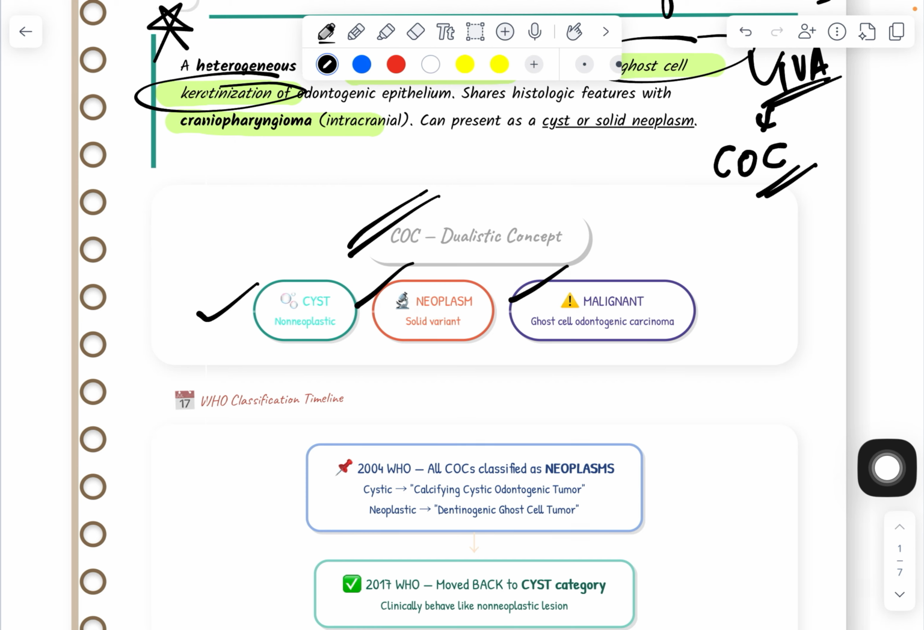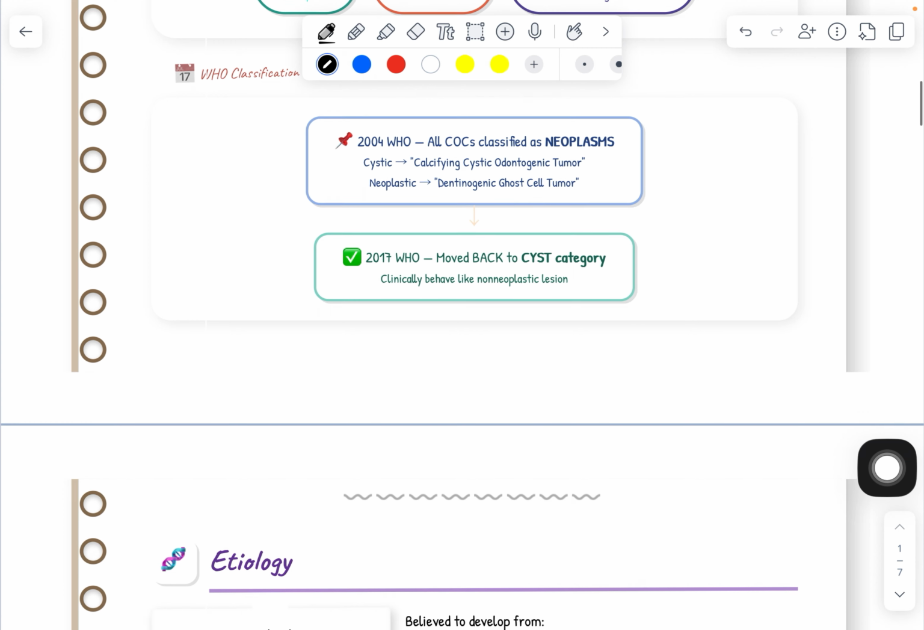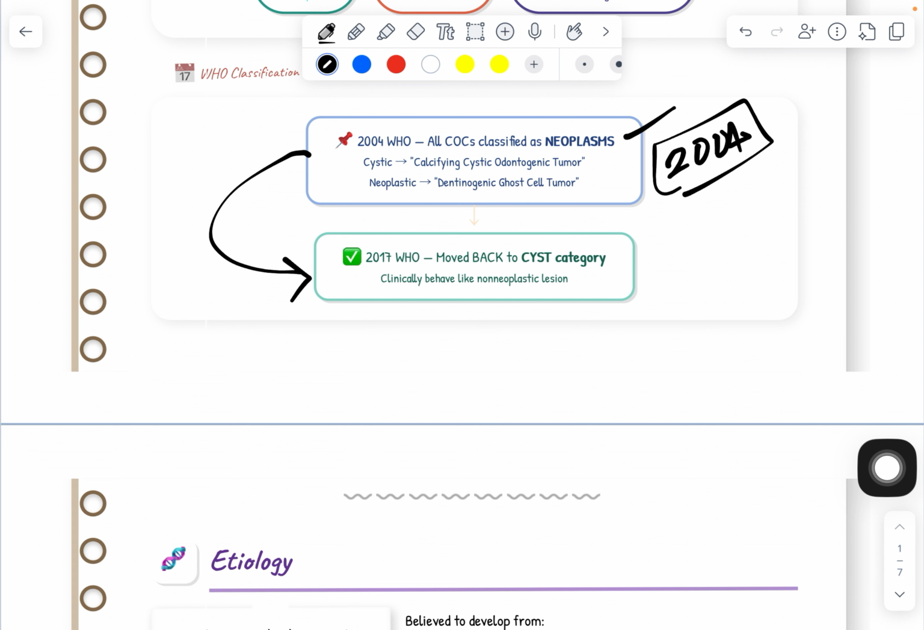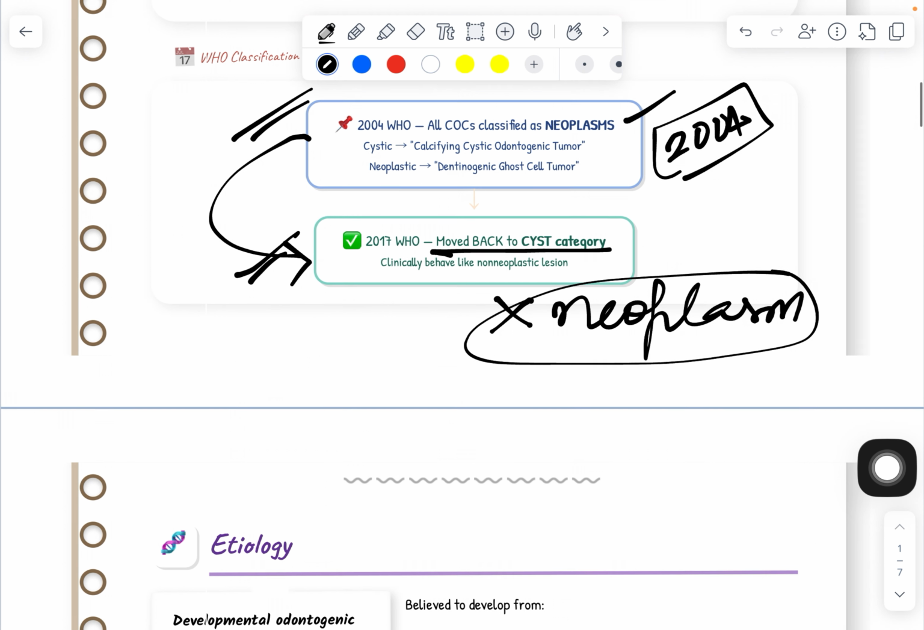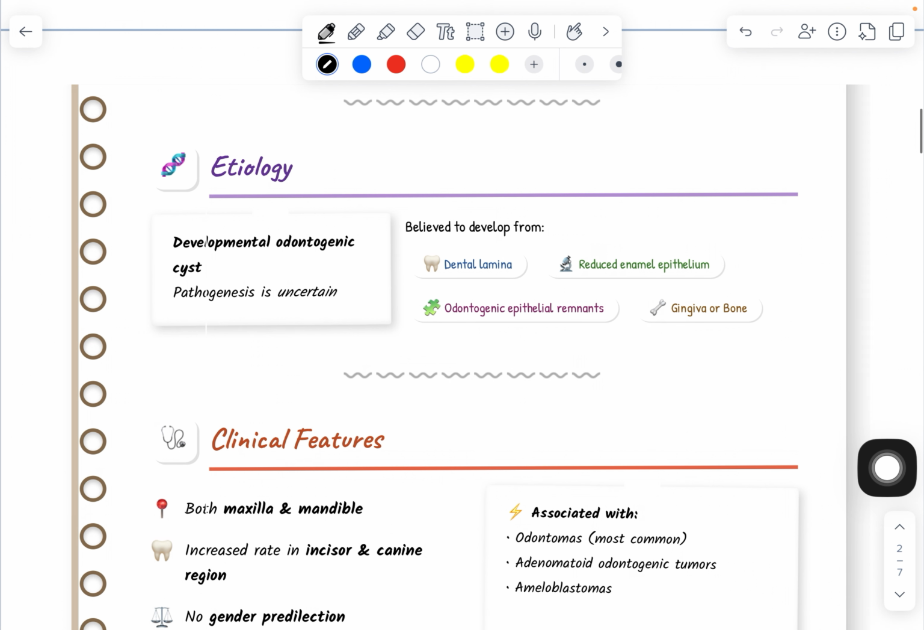Coming to this dualistic concept of COC, it can basically be cystic, neoplastic or malignant. We'll come to the classification system that explains that in 2004 it was classified as neoplasm. But in 2017 it was moved back to the cyst category because it did not behave clinically like a neoplasm. In older times we considered it a neoplasm, but as of 2017 it has been moved back to the cyst category itself.